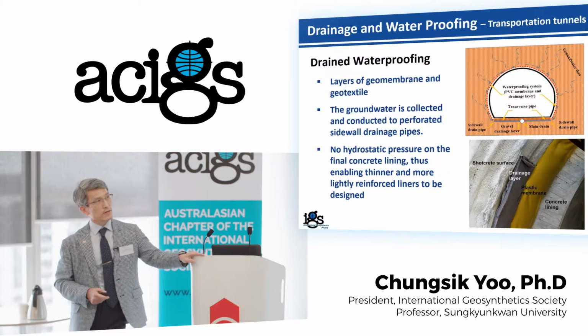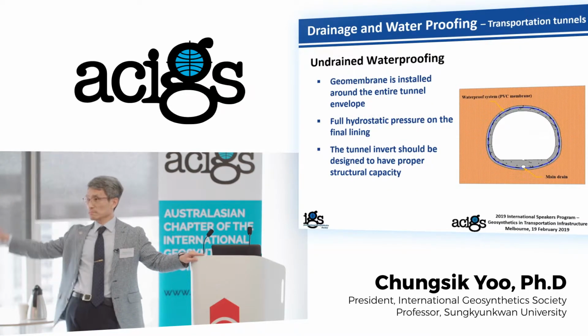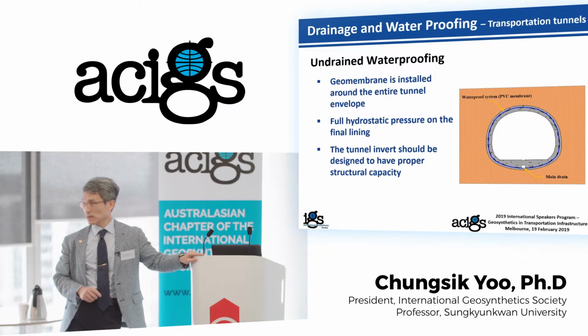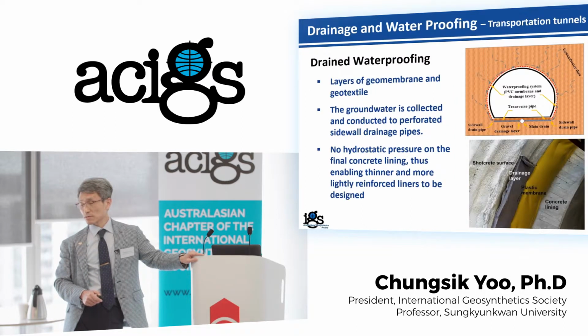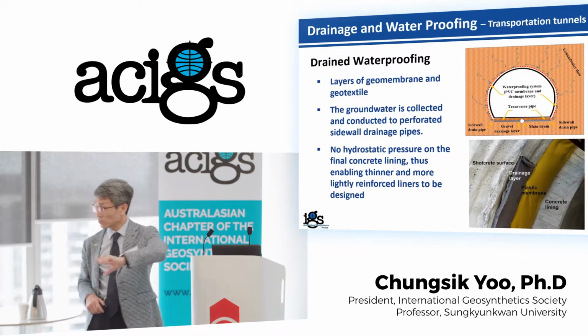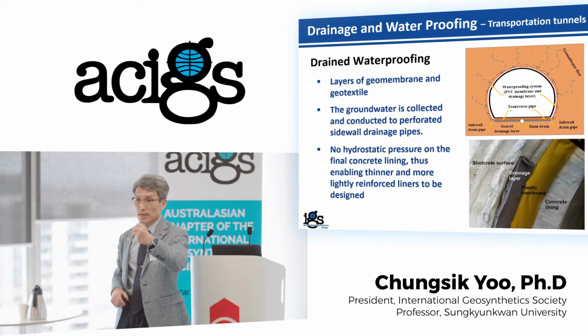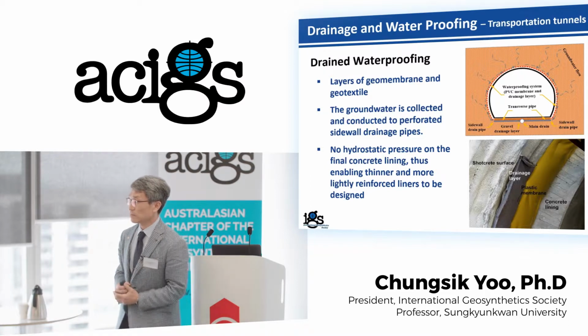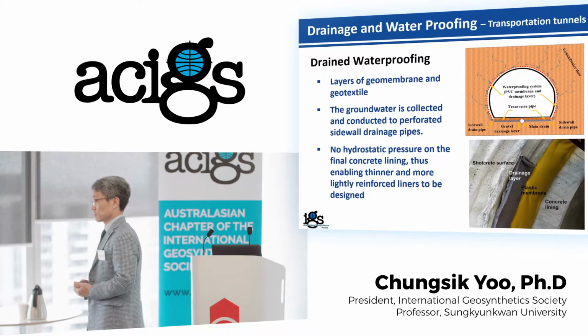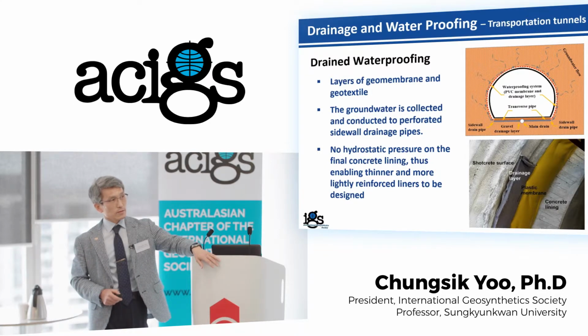This is undrained waterproofing. You only apply geomembrane. So for this one, water pressure has to be considered. For this one, you don't have to consider the water pressure for the tunnel lining. But this one requires a lot of maintenance, because the drainage layer, the system has to be maintained. Otherwise, the water pipe is sometimes clogged, right? So you have to do a lot of maintenance.